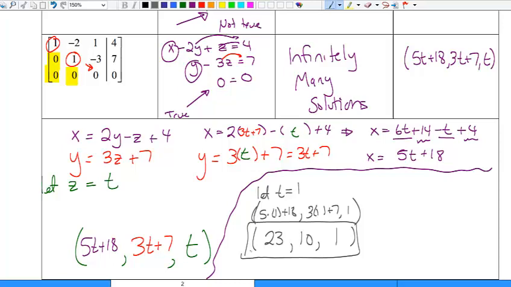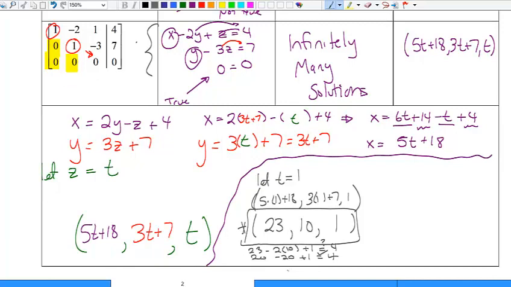Let's just make sure. If you take this one solution and plug it into your equations, we have x, which is 23, minus 2 times y. Let me write this out. 23 minus 2 times 10 plus 1 is supposedly equal to 4. So 23 minus 20 is 3, plus 1, truly is 4. It works. And if you plug it into the other one, it's going to work as well. Y, which is 10, minus 3 times 1 is truly 7. So this one solution of the infinitely many does work. If you want to pick another solution, just pick another number.